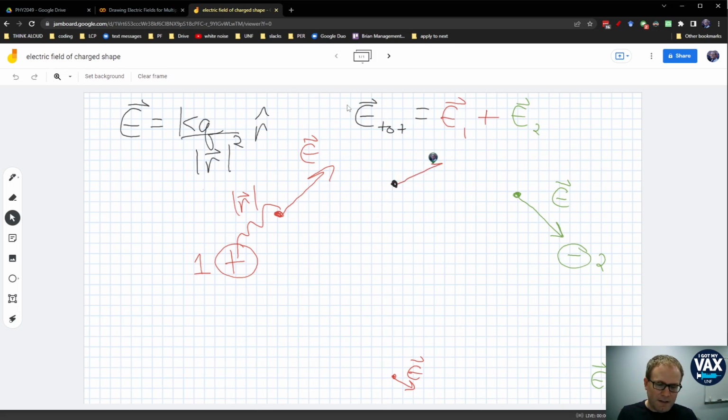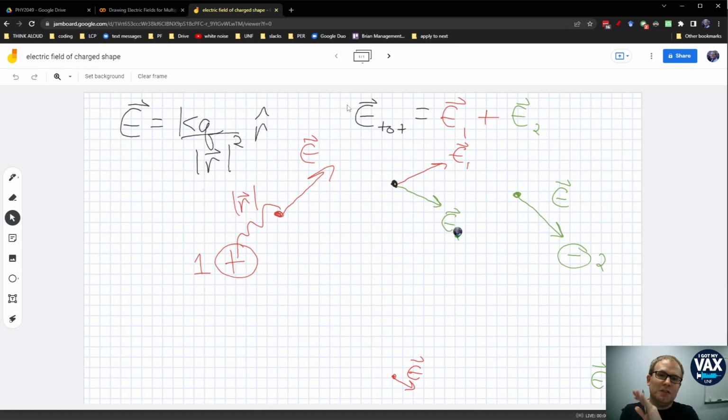It's going to be relatively moderate strength. It's not too close but not too far from the proton, but it's going to point away from the proton. So that's what E1 is going to look like, the E from the proton. Now we need to do the same thing for the E for the electron. Well, it's going to point toward the electron, so it's going to point something like this.